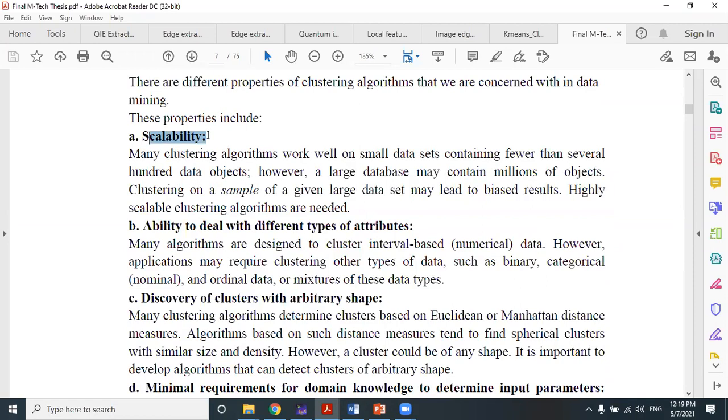Scalability of a clustering. Scalability means clustering generally works well for small data sets, which have a fewer number of objects and fewer number of attributes, right? But for the large data sets, which kind of clustering is suitable, that you will have to consider, and this is called scalability. That means when the data set size is large, then which type of clustering you are going to choose is also a case of consideration.